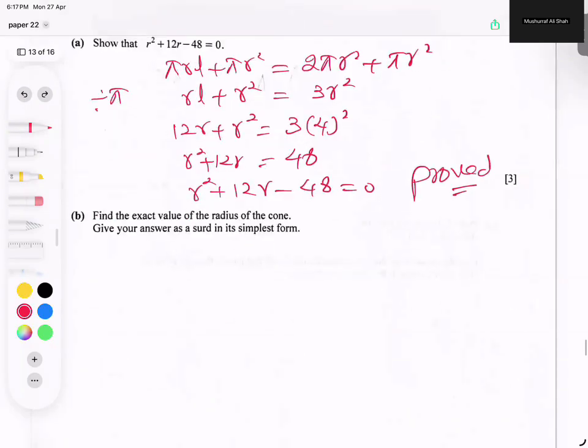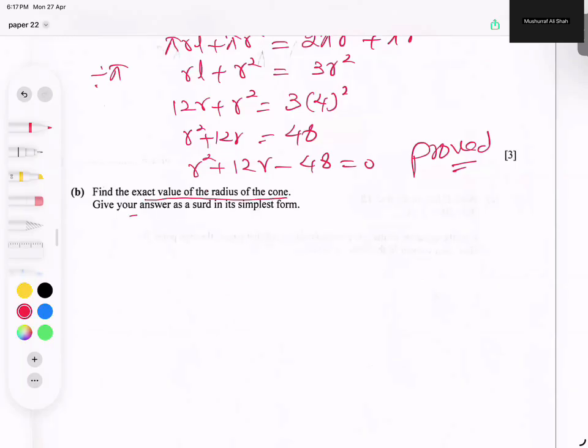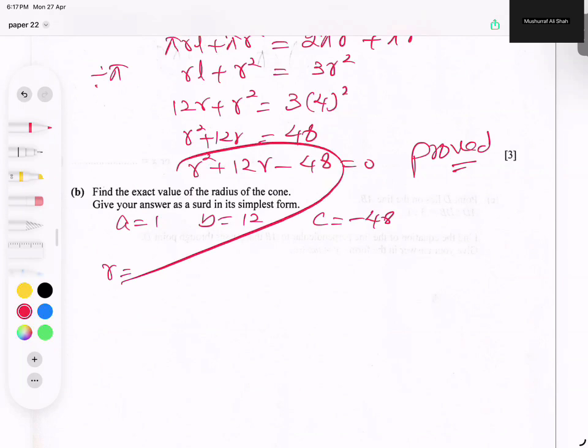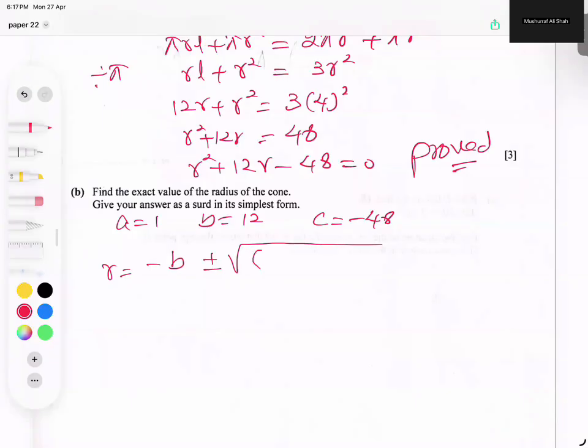Next part, find the exact value of the radius of the cone in surd form. Surd form is root form. What is the A value, student? It is 1. And B value is 12. And C value, some students think 48. Wrong. Must include the negative sign, negative. And now I'm going to apply the quadratic formula, and because it is the radius, I must write R, don't write X here. Negative B plus and minus square root of B square minus 4AC, divided by 2A.